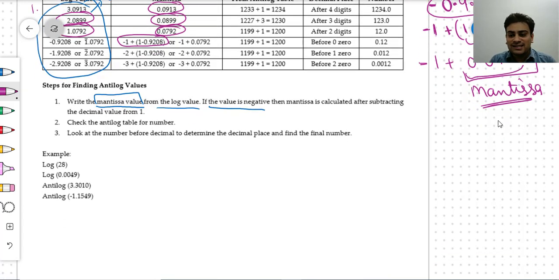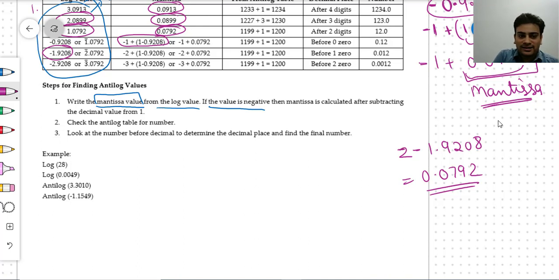And now how to find the mantissa value? It is very simple. You can subtract this particular value, negative 1.9208, from 2. It will give you 0.0792. So it is the simplest form to find the mantissa values. Are you getting these points? That is how to find the mantissa value in case of negative log values.